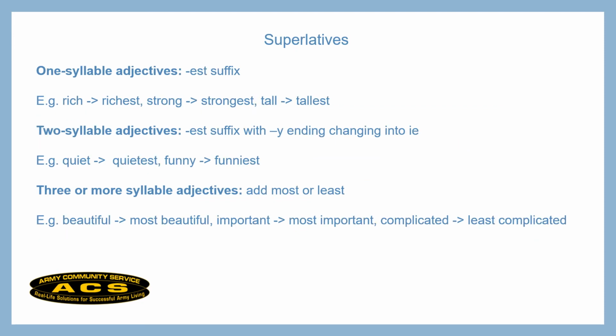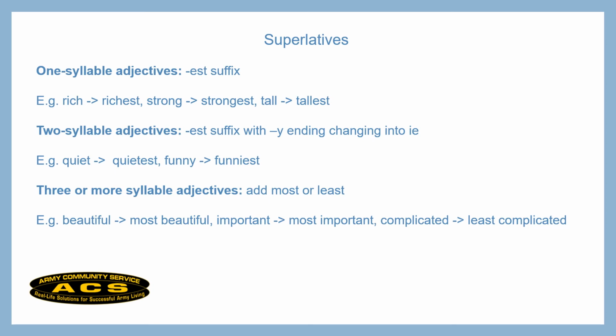There are also rules on how to form the superlative. Again, we have to look at the number of syllables that the adjective has. If it's a one-syllable adjective, we're adding est. So for example, rich forms into richest, strong into strongest, and tall into tallest. If it's a two-syllable adjective, we're also adding est, but again, if it's a Y ending, we change it into IE.